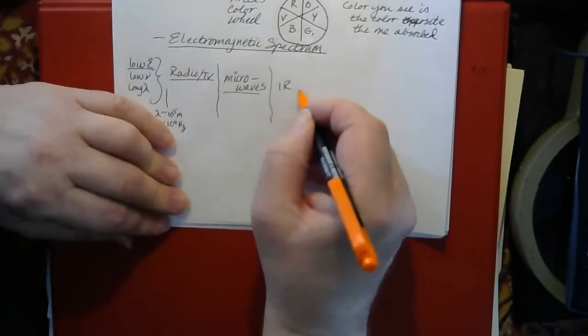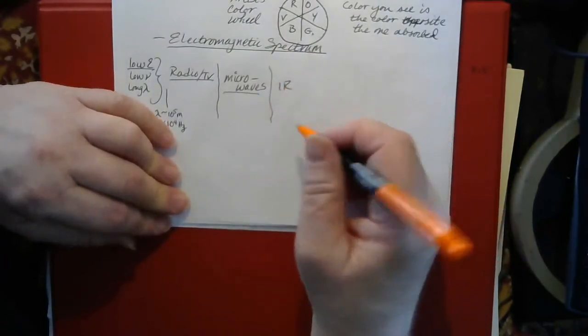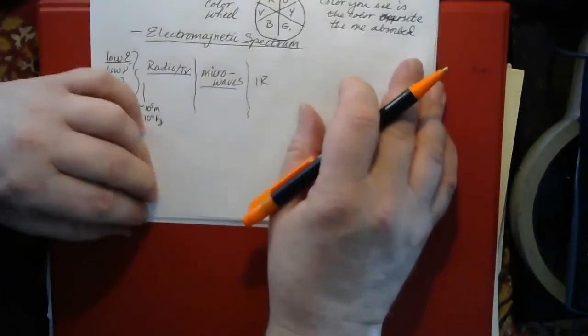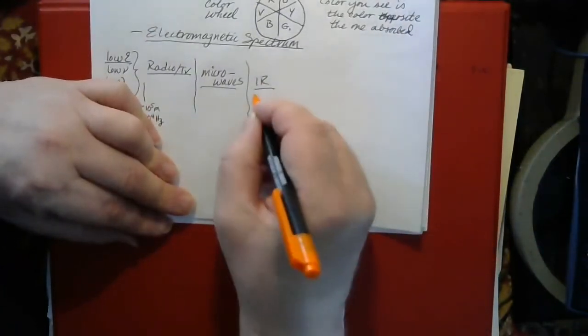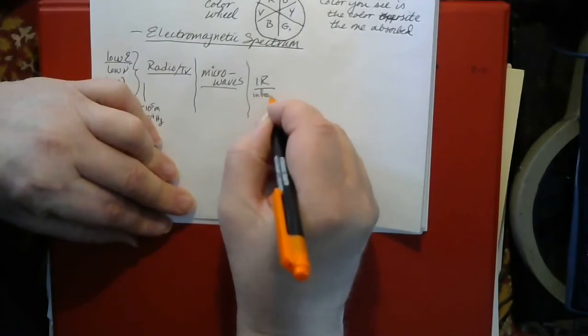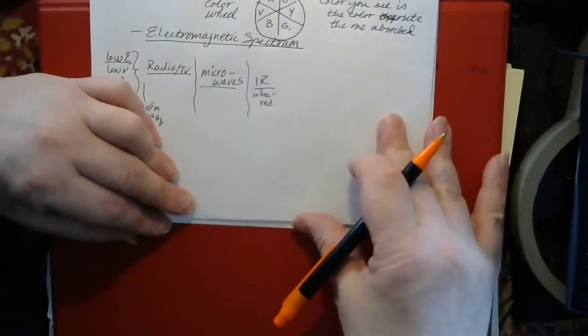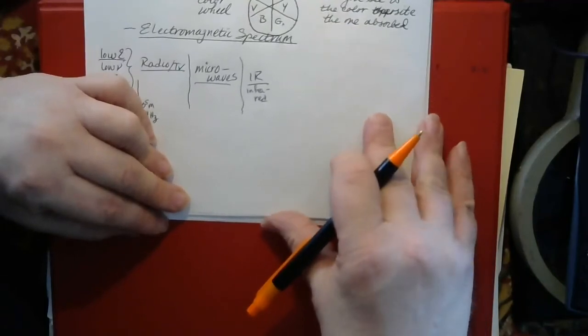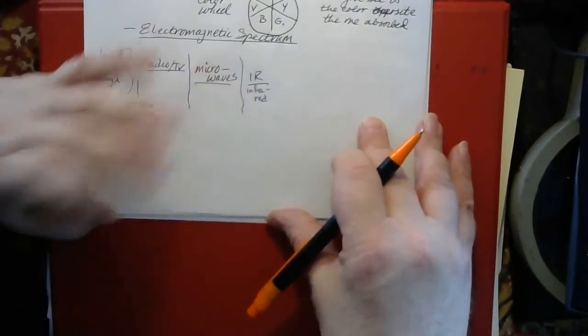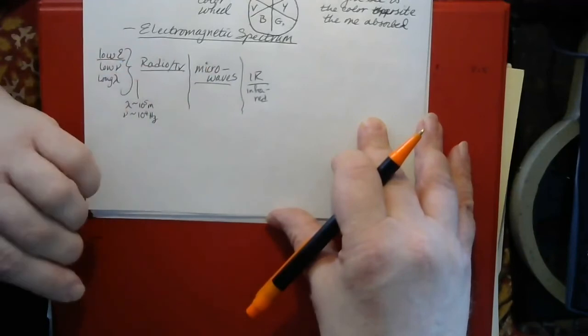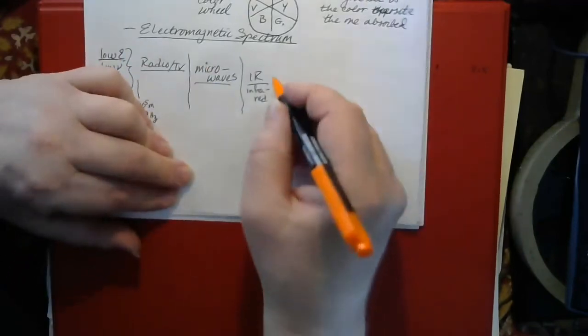Next, we come to infrared radiation. Infrared radiation is still very low in energy. And it is getting to the point, though, where we notice infrared radiation as heat. So we feel infrared as heat.